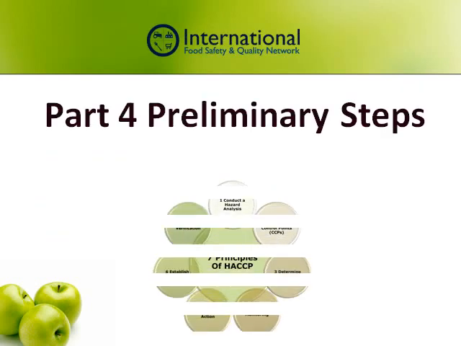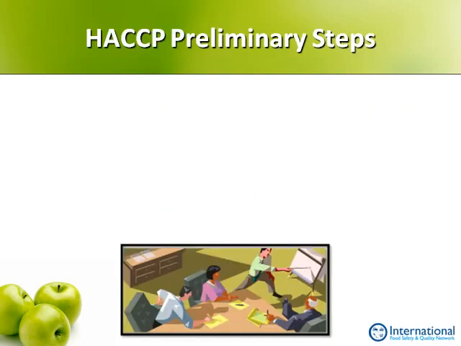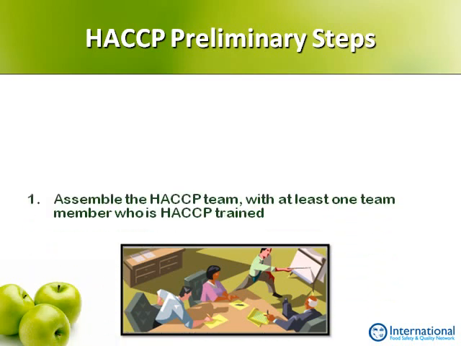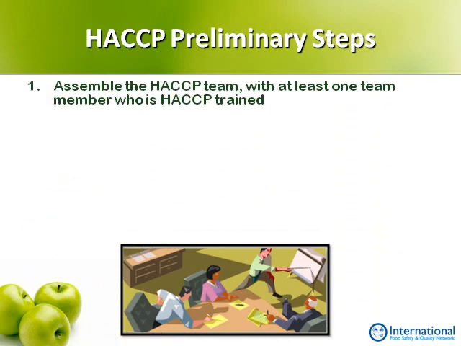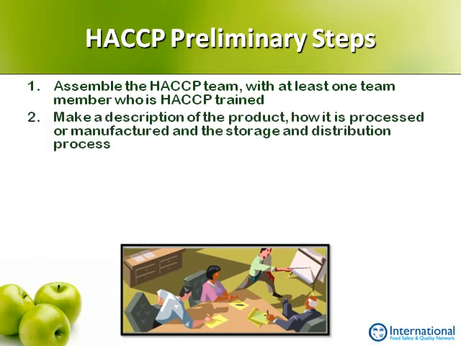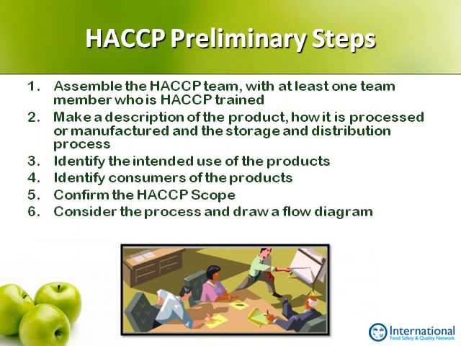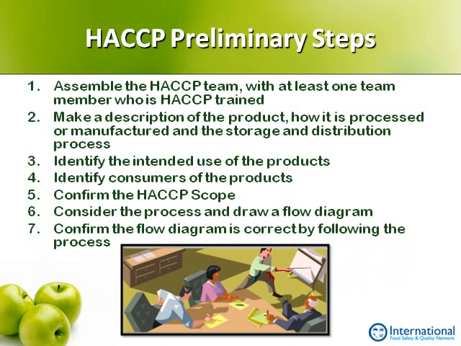Part 4, Preliminary Steps. The preliminary steps to hazard analysis are: assemble the HACCP team with at least one team member who is HACCP trained. Make a description of the product, how it is processed or manufactured, and the storage and distribution process. Identify the intended use of the products. Identify consumers of the products. Confirm the HACCP scope. Consider the process and draw a flow diagram. Confirm the flow diagram is correct by following the process.